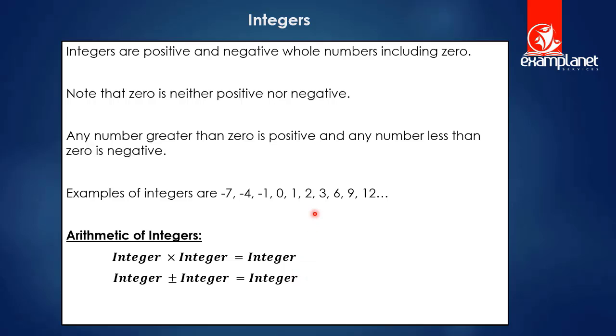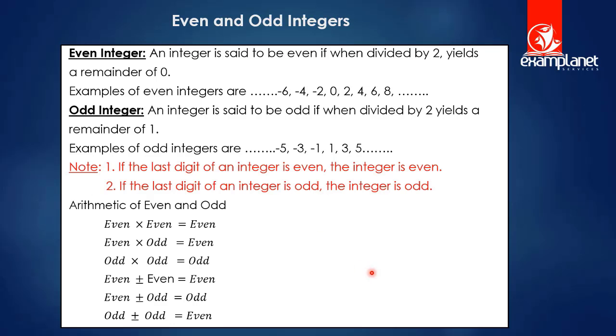You may be asking, what if we divide two integers? It depends on the kind of integers we have. If we divide two integers, we can get an integer as our answer, and we may also get a decimal number as our answer. That depends on the kind of values we have. Now, we have even and odd integers. One fact you must know is that every integer must either be an even number or an odd number.